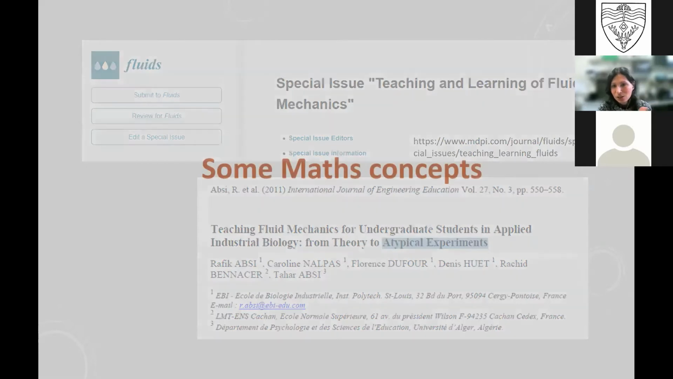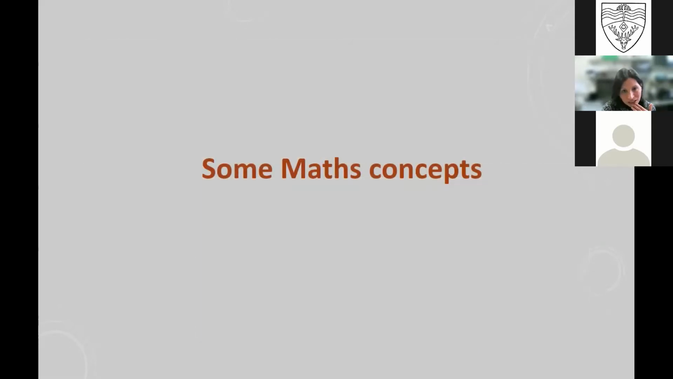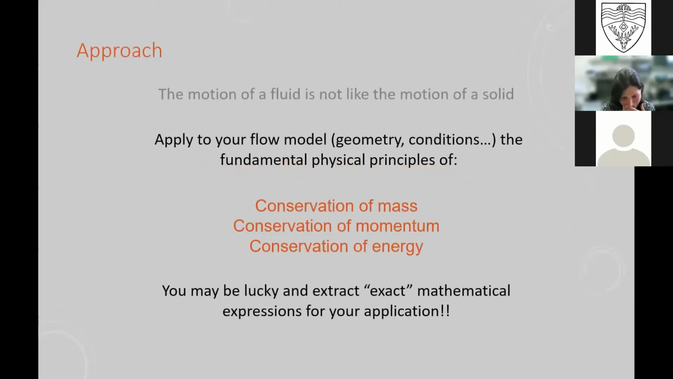Okay, so let's go to some math a bit quickly though. Just the approach of this. What I want you to keep in mind is that the motion of a fluid is not the same as the motion of a solid. If you consider a translational motion, for instance, and you have a block of solid, all the points in the solid will be moving at the same speed. However, if you have a liquid, that may not be happening. The translational motion will be different for different points in the liquid. That's an issue, and we'll see why.